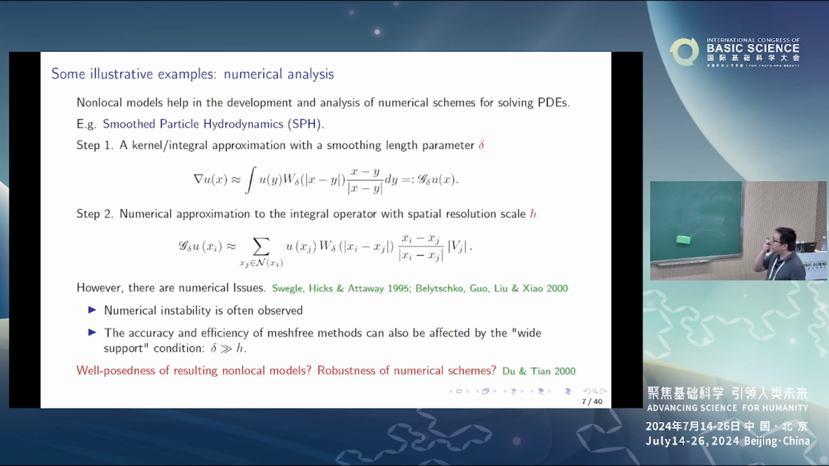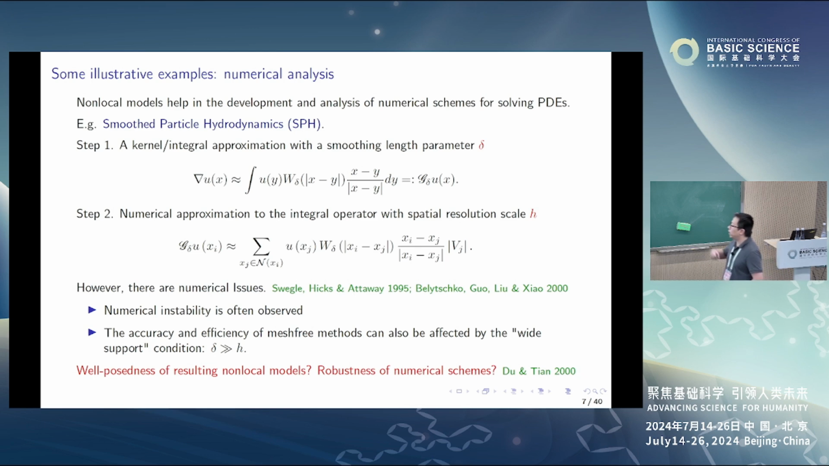And the second example is for numerical analysis. The non-local models can help in the development and analysis of numerical schemes for solving local PDEs. One example is smoothed particle hydrodynamics, SPH. The key idea is to use nonlocal relaxation of the local mechanics. Roughly speaking, it consists of two steps. In step one, we do a nonlocal approximation to the local differential operator. So this is an integral with a kernel function W delta, which is a smooth function, and delta denotes the radius of the support of the function. So it has a finite support delta.